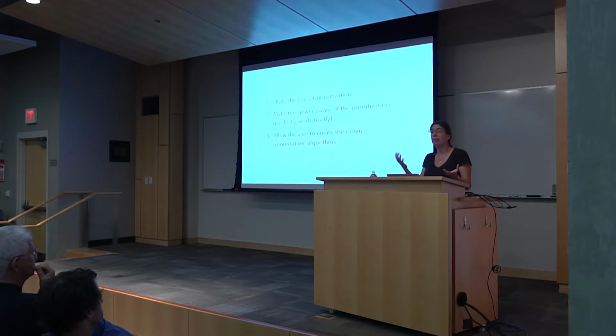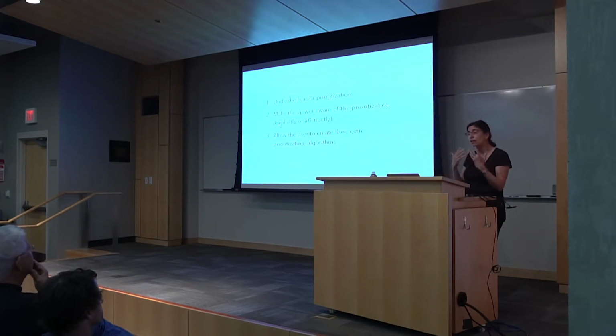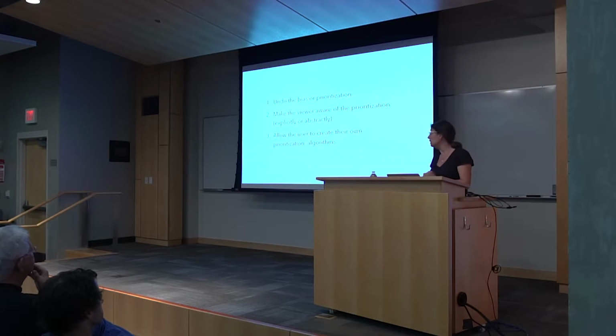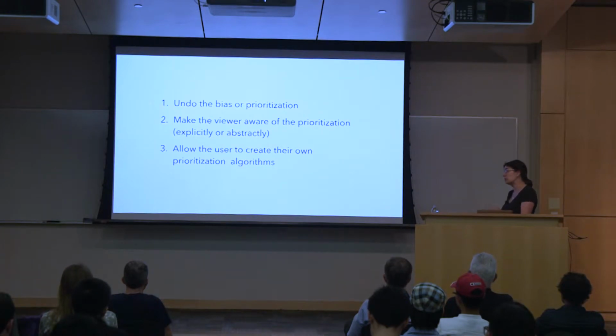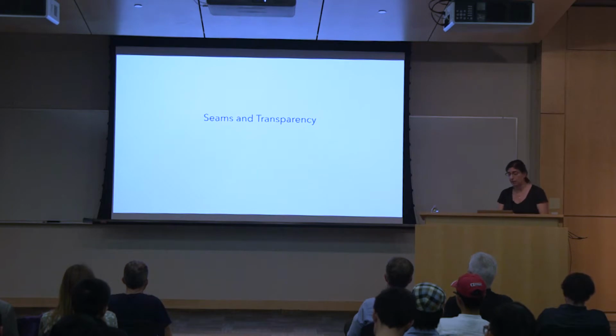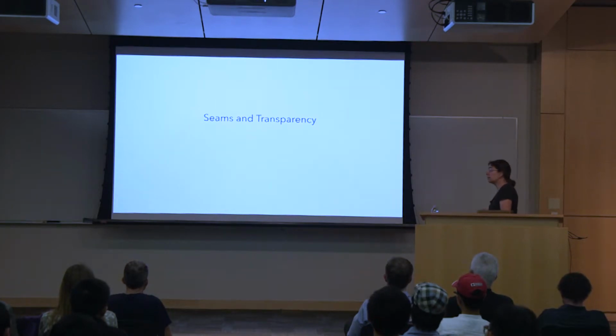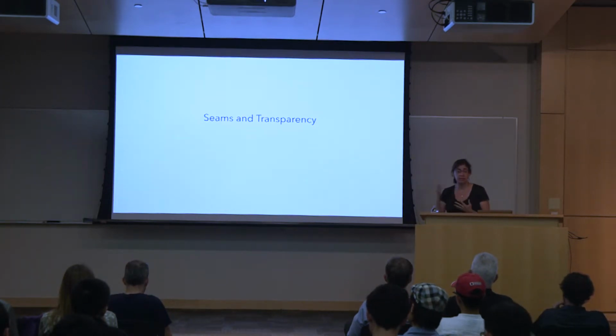And then you have an algorithm that unbiases that you have to see, so you have this chicken and egg problem. So we really looked more towards a second approach, making the viewer aware of the prioritization, either explicitly or abstractly. And then towards the end, I'm going to show you some examples of letting users choose their own algorithms or prioritizing themselves. And so we started looking at seams and transparency, which we incorporated into the FeedViz interface that I already showed you.